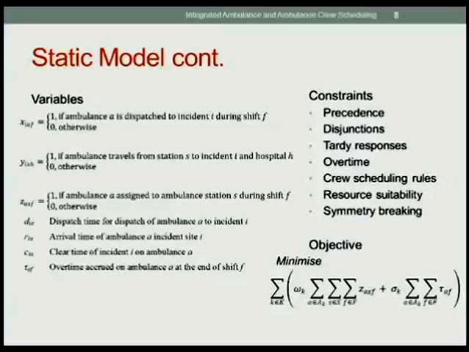I've also added symmetry breaking constraints into this model to try and reduce the solution space and make it easier to solve. These are necessary because I can have identical ambulances, and it might be possible to send both of these to a particular incident and get the same result, but that duplicates the number of solutions that I have. I want to make sure I'm only picking one whenever that situation arises.